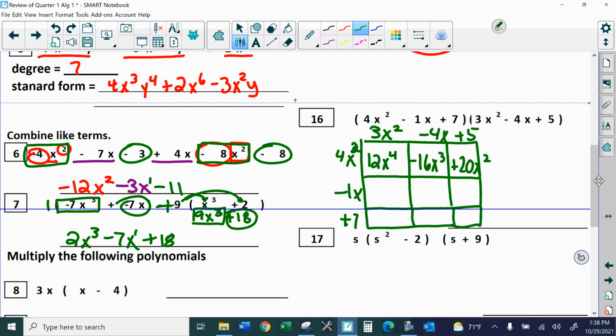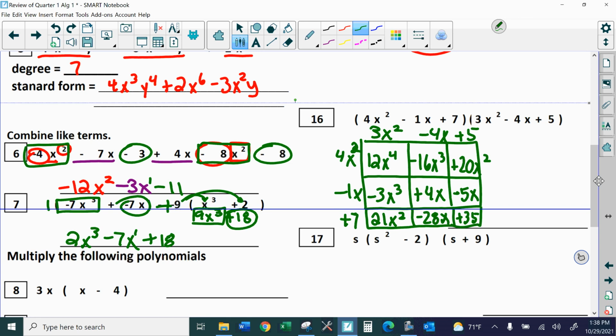Next one, I have negative 1x times 3x squared is negative 3x cubed. Negative 1x times negative 4x is positive 4x. And negative 1x times 5 is negative 5x. Lastly, I have 7 times 3x squared is 21x squared. I have 7 times negative 4x is negative 28x. And 7 times 5 is 35.